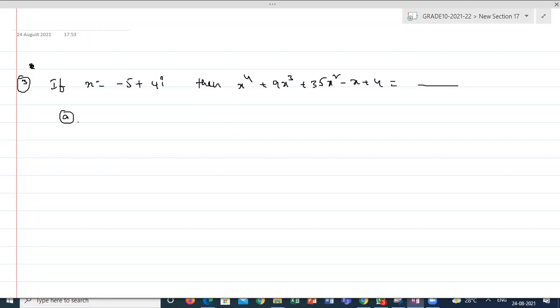Question number 3. If x is equal to minus 5 plus 4i, then x power 4 plus 9x cube plus 35x square minus x plus 4 is equal to how much? Option A minus 170, option B 160, option C 170, option D minus 160.